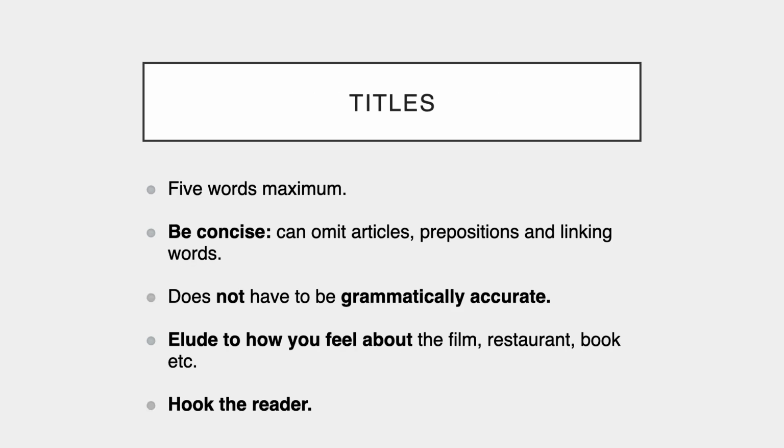Titles. The title should be no more than 5 words maximum. Therefore, be concise. You can leave out articles, prepositions, and linking words. It does not have to be grammatically accurate. Being succinct is the key. Also, allude to how you feel about the film, restaurant, or book. The title should correlate positively or negatively with the review.